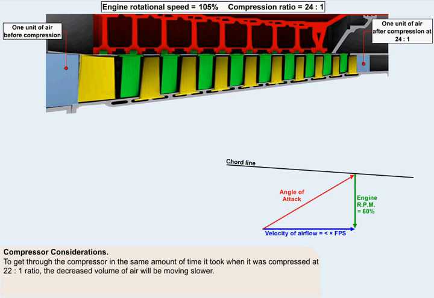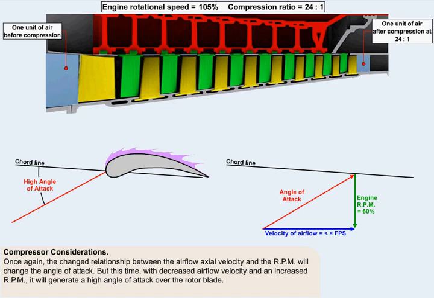To get through the compressor in the same amount of time it took when it was compressed at a 22:1 ratio, the decreased volume of air will be moving slower. Once again, the changed relationship between the airflow axial velocity and the RPM will change the angle of attack. But this time, with decreased airflow velocity and an increased RPM, it will generate a high angle of attack over the rotor blade.